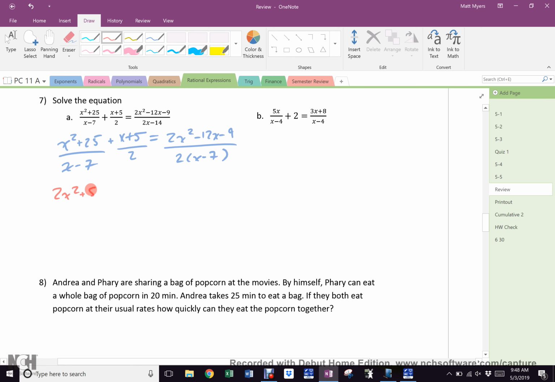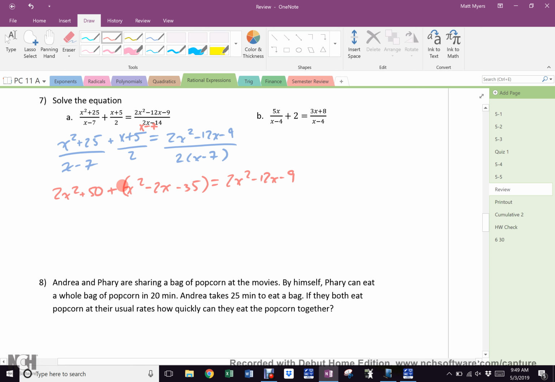2x squared plus 50 plus, what does this guy need? x minus 7, which is x squared, what? Minus 2x minus 35 equals, does this guy need anything? 2x squared minus 12x minus 9. 2x squared on one side, 2x squared on the other side. Oh, but there's a plus there. So I can't just cancel, or can I just cancel?